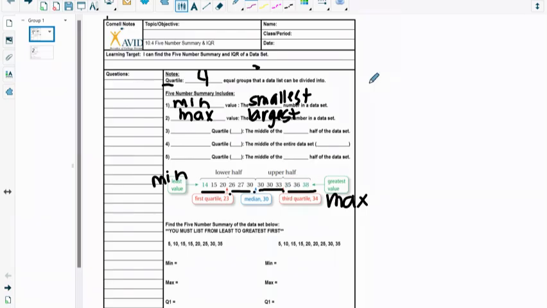Okay. The first quartile, well, we're actually going to start with number 4 because that one makes the most sense. You already know how to do that. That's the second quartile. We call that Q2. That's the middle of the entire data set. So that's the median. So first you have to find the Q2.